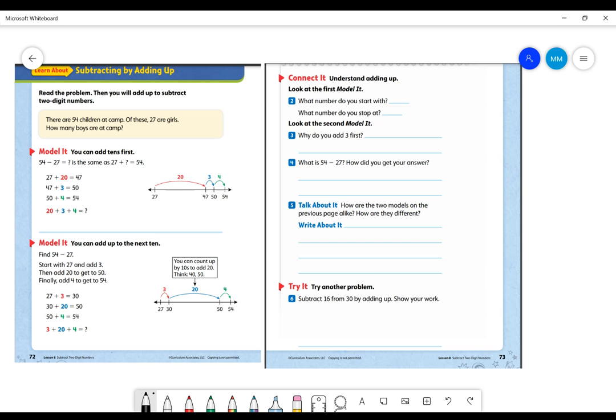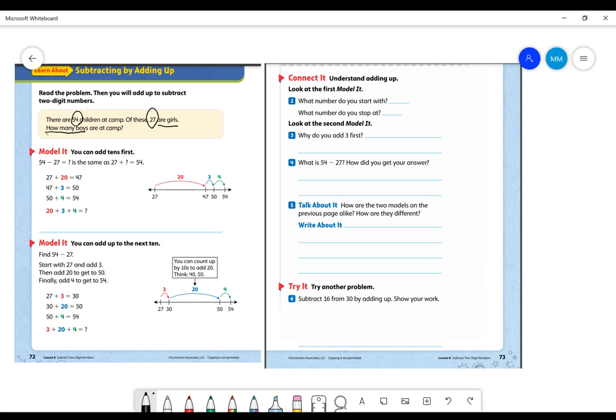Here we go. There are 54 children at camp. Ooh, that's a big number. I wonder if that's my whole. Of these, so it's talking about the 54, of these, 27 are girls. How many boys are at camp? All right, so let's think about what it's asking us to do.